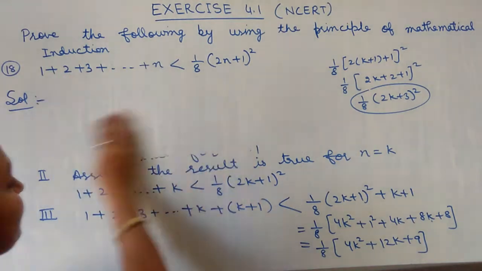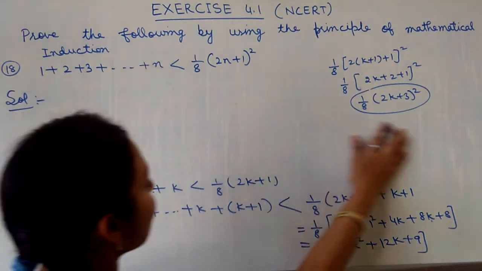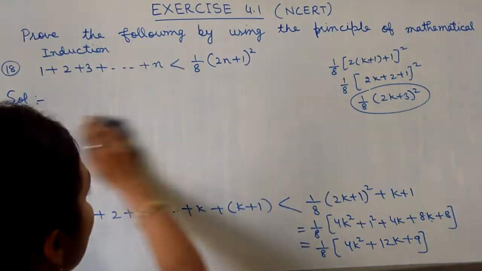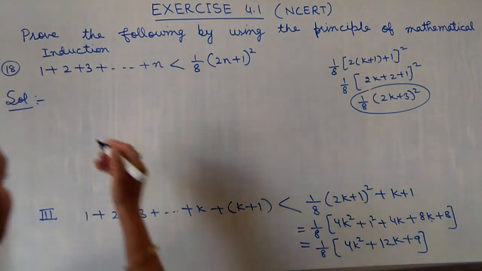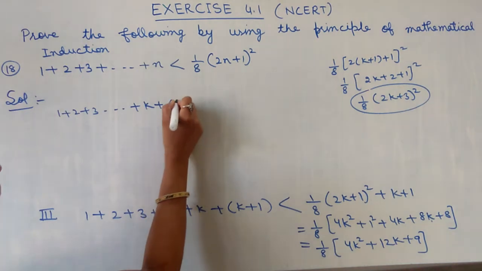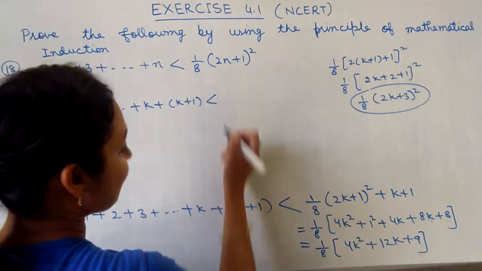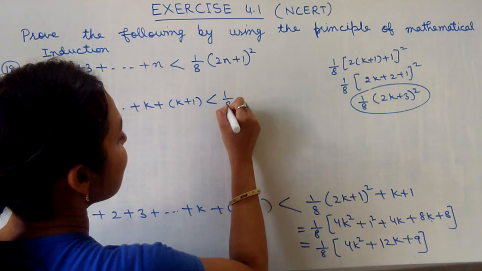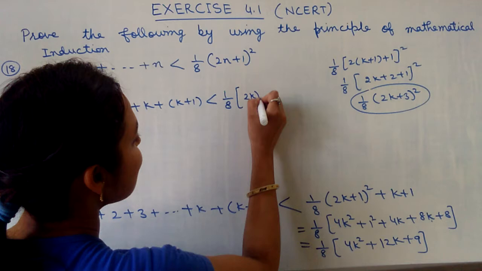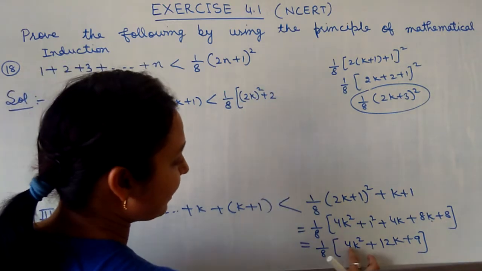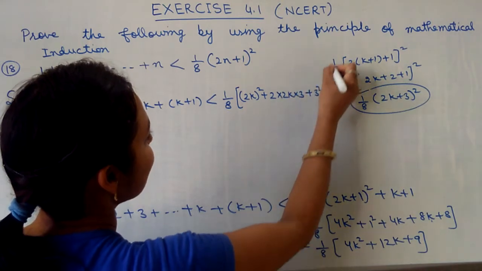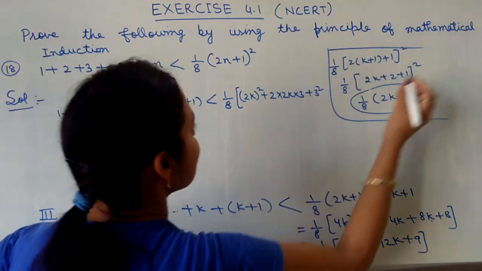For the third step, in the next step we have 1 plus 2 plus 3 up to k plus 1 less than 1 upon 8, and in this place we can write it as 2k square plus 2ab, that is 2 into k into 3, plus 3 square. This is the rough work.